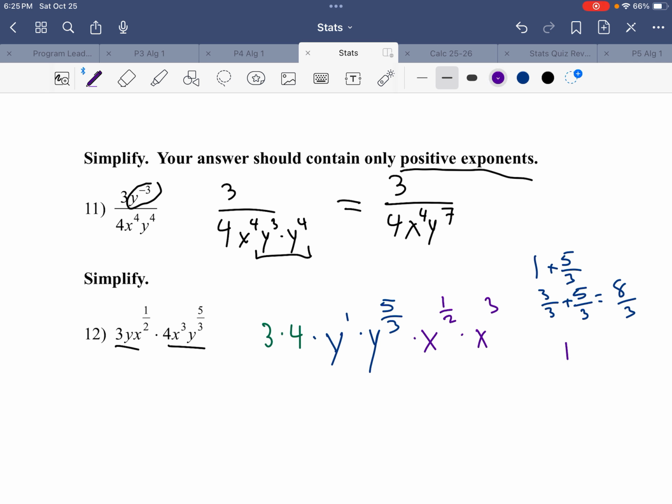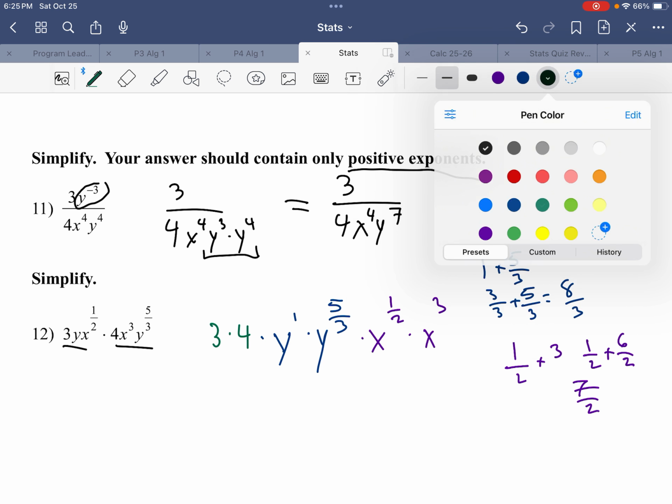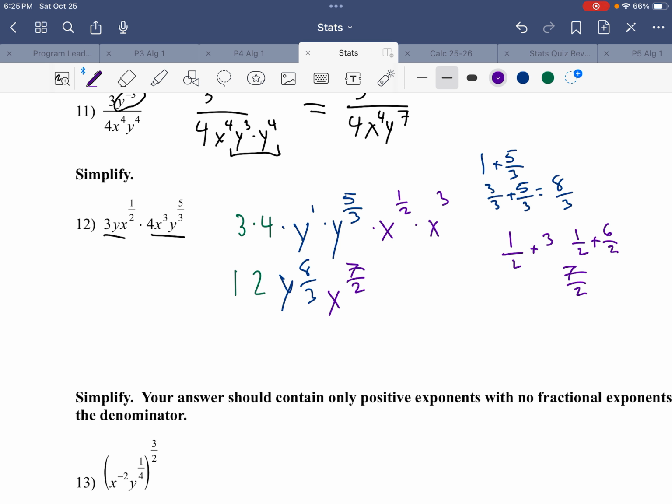And 1/2 plus 3. This is equal to 1/2 plus 6/2. We're going to get 7/2. So I get 12 y to the 8/3 and then x to the 7/2. Technically you could put the exponent as 3.5, but more often than not, because we deal with rational exponents, like an exponent that looks like a fraction, we're going to write it as a fraction, to the 7/2.